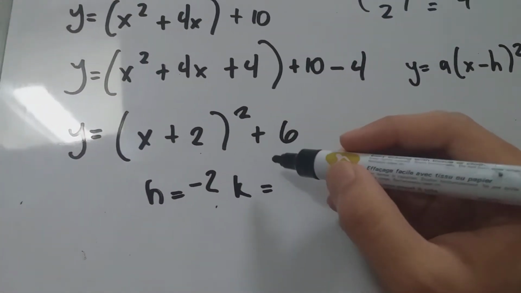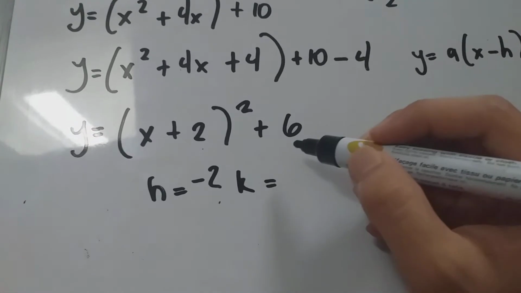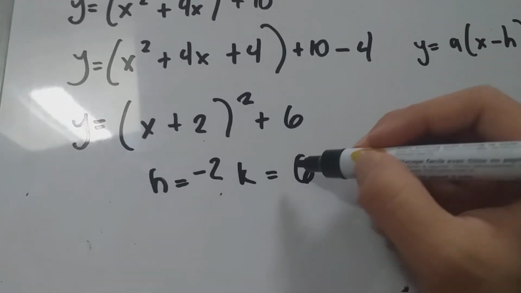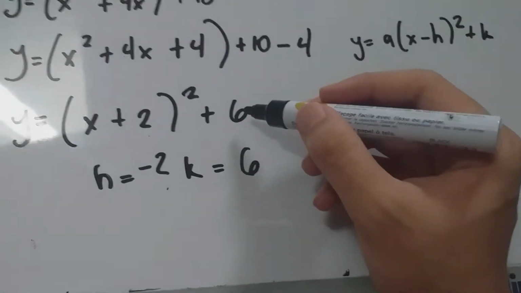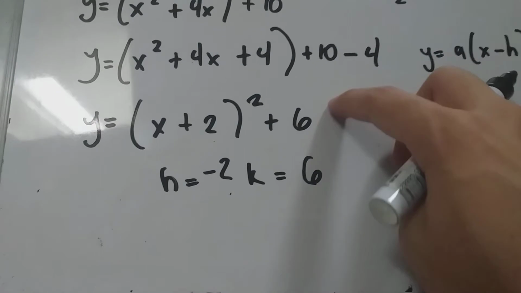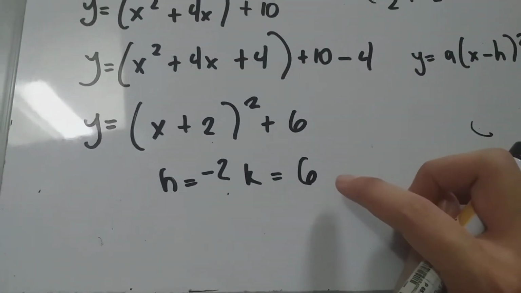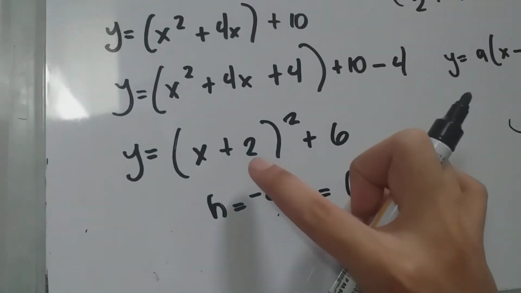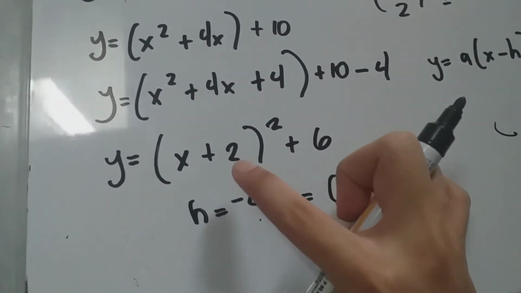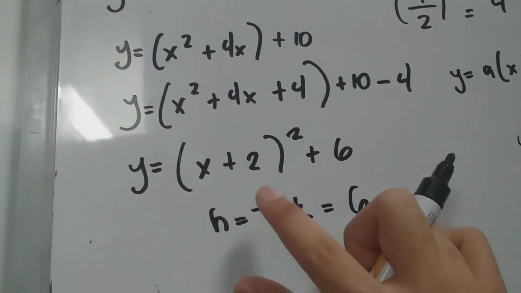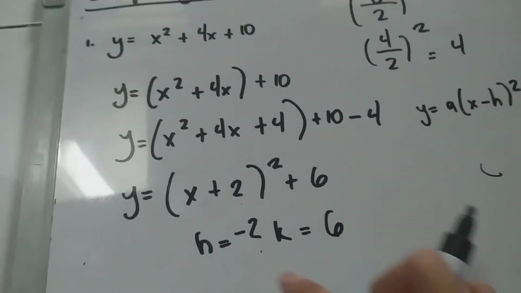But in k, whatever is outside the parentheses is actually what you just write. So if this is a negative 6, you just write negative 6. If this is a positive 6, you write 6. So whatever the sign of the outside number, that's what you write as the value of k. Then whatever the sign inside the parentheses, you just switch the sign. So this is a positive 2, it becomes a negative 2. That'll be your value of h and k.